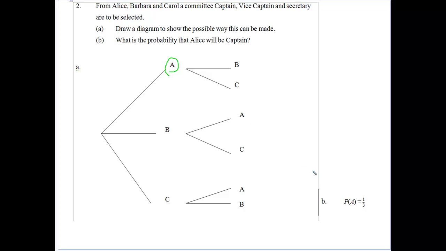So that's an idea of how tree diagrams work. As I said, this is just a refresher. You've done these before. It's a case of making sure, if you're going to use a tree diagram, that you get your branches right and the probabilities that go along them.